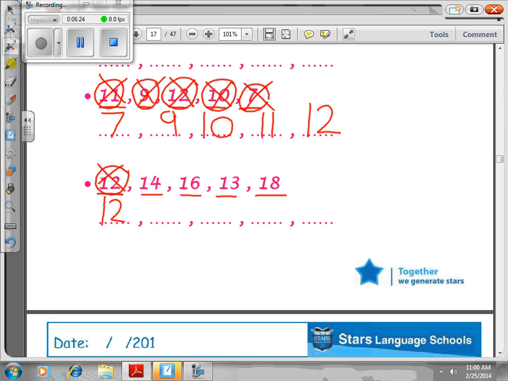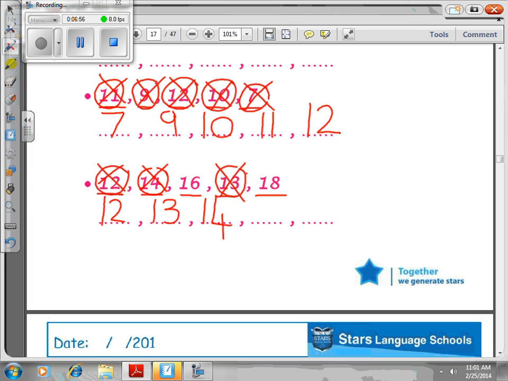The smallest number is 13. So I write down 13 and I cross 13. The numbers left here are 14, 16, and 18. Which is the smallest number? The smallest number is 14. So I write down 14 and I cross 14.